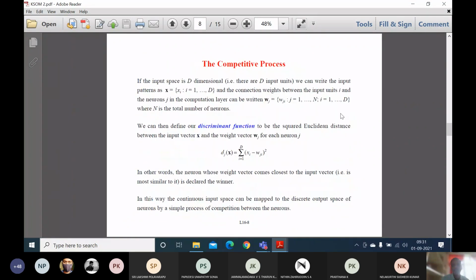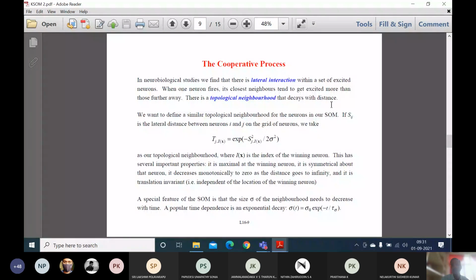So in order to excite those neurons, it is impossible. So the distance also plays a major role. That's why they say that it decays with the distance. As you have a longer distance, those neurons will not be taking part in the firing process. Only the neighboring neurons will be excited and will also take part in the firing process. That is considered the cooperative process.